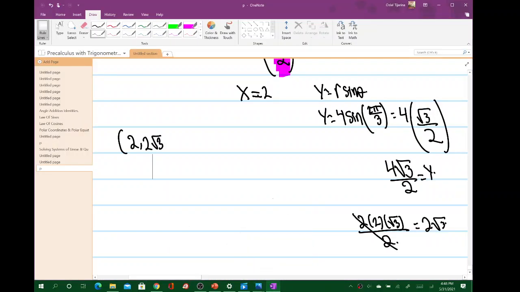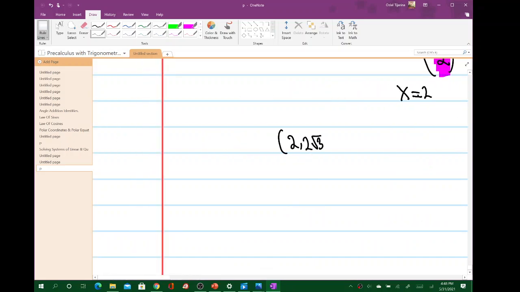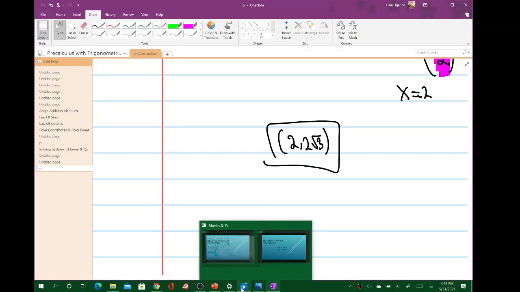Okay, so this would be your rectangular coordinate, alright?